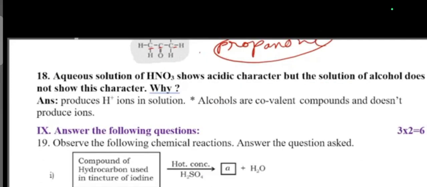Question number 18. Aqueous solution of HNO3 shows acidic character, but the solution of alcohol does not show the character. Why? HNO3 produces H plus ions in the solution. Alcohols are covalent compounds that don't produce ions.